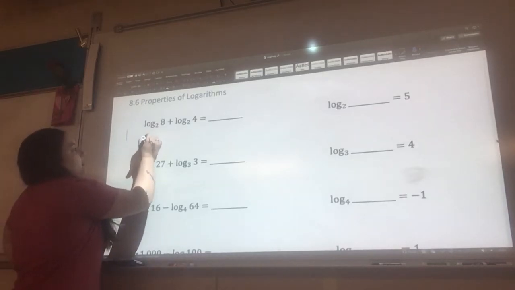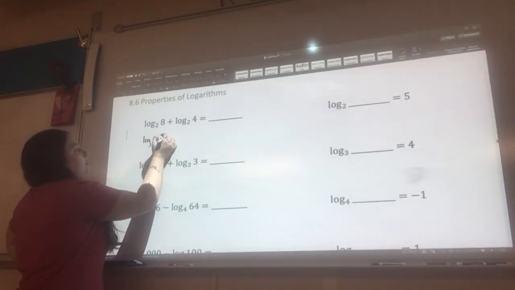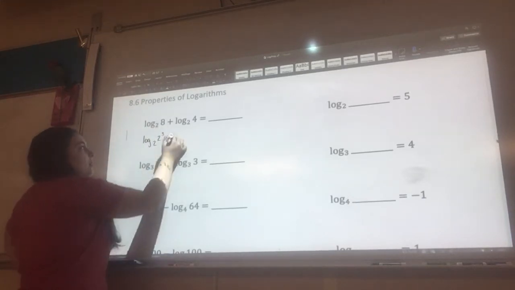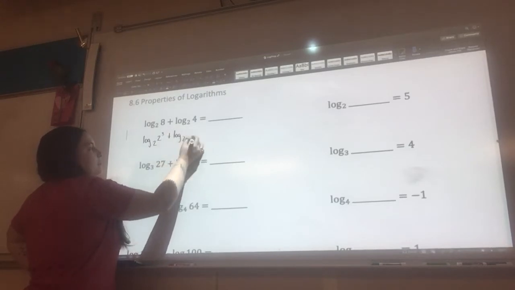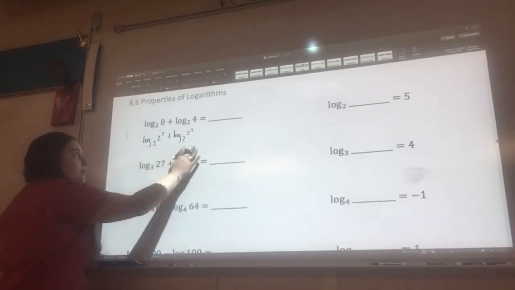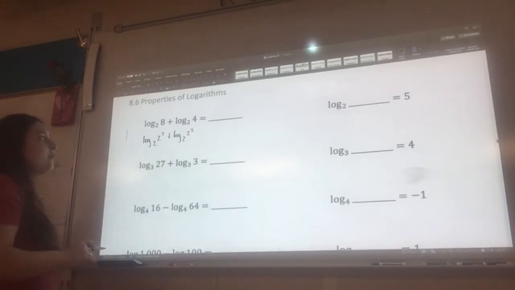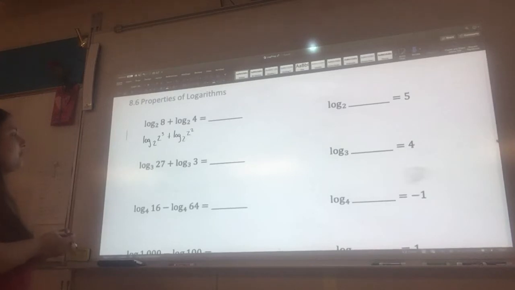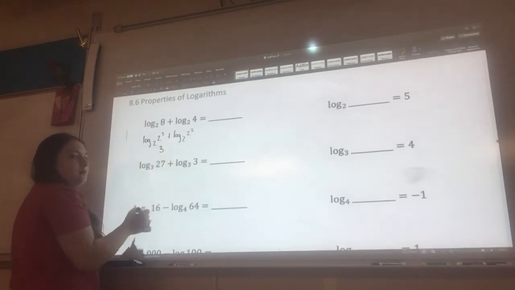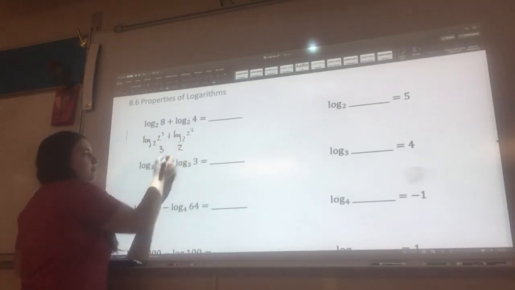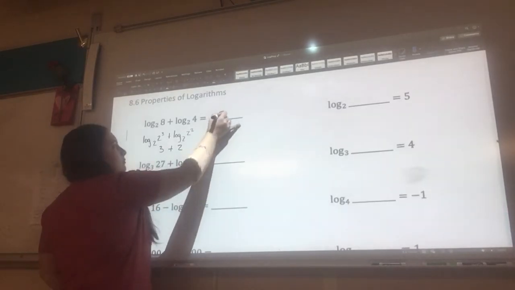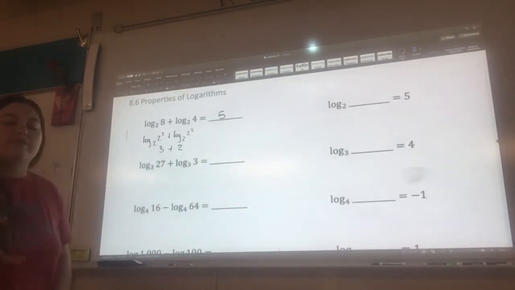So this is going to be log base 2 of 2 to the third, because 2 to the third is the same thing as 8, plus log base 2 of 2 squared. So we know those are rewritten, and we have those figured out. We know how to do those. So what we can see here is log base 2 of 2 means this is a 3. Log base 2 of 2 means this is a 2 because it's our leftovers, and there's a plus here. So what's 3 plus 2? 5. Our answer is 5.